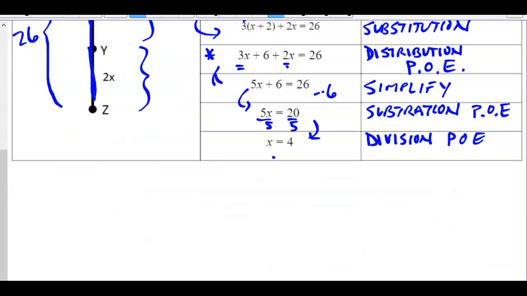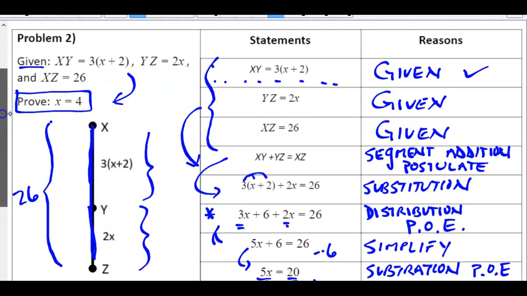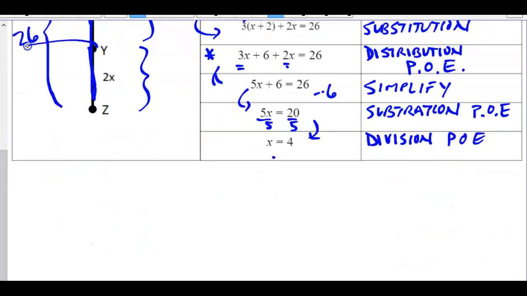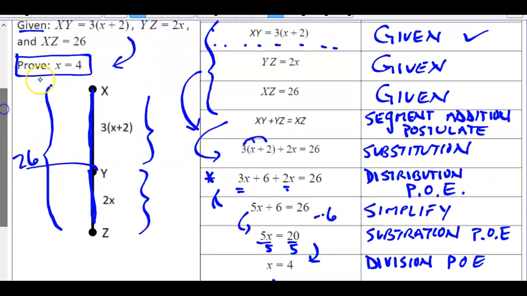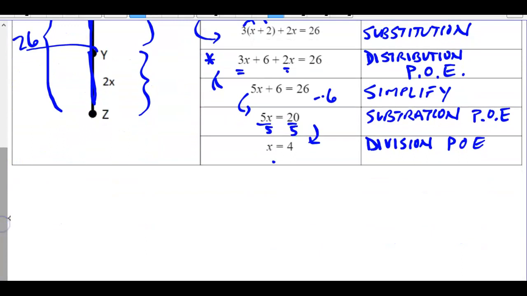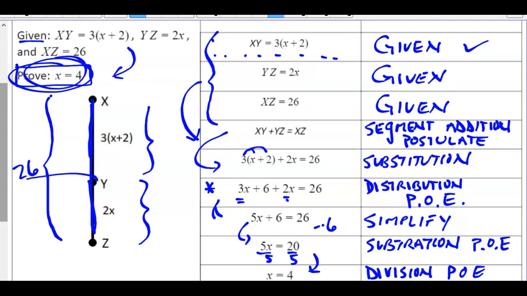Ladies and gentlemen, we are finished. We have done what we needed to do. We've gotten to x equals 4, and so we are done. So maybe this time I do something like BAM! That was a good one. Obviously, a proof is going to require you to do these steps, not me. We're just holding your hand.